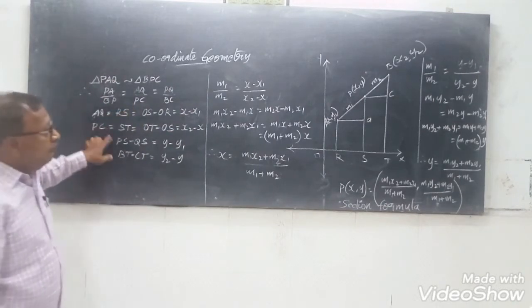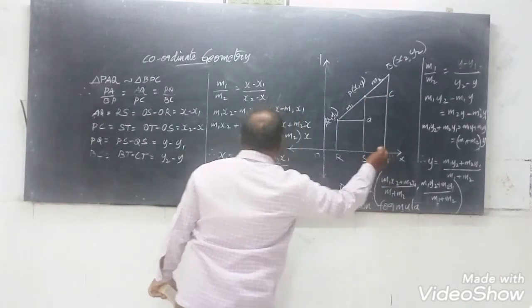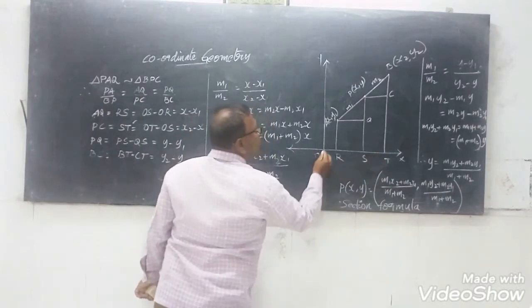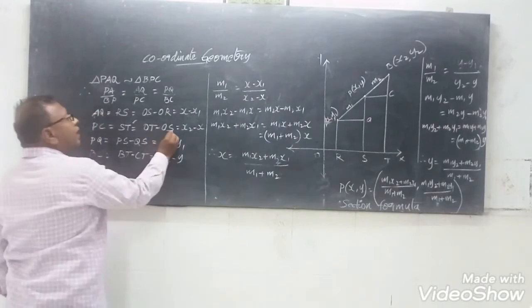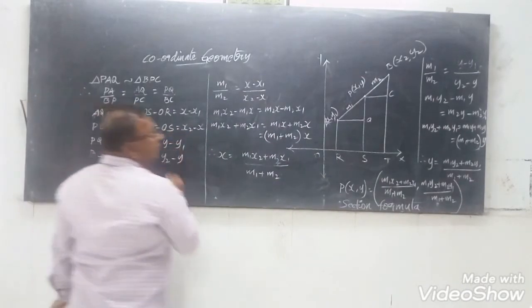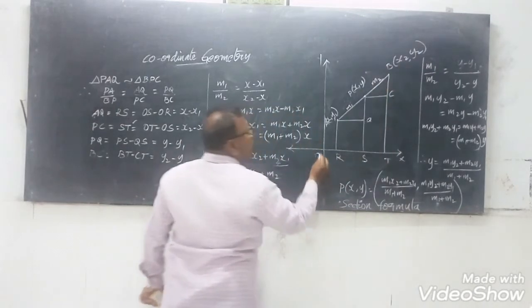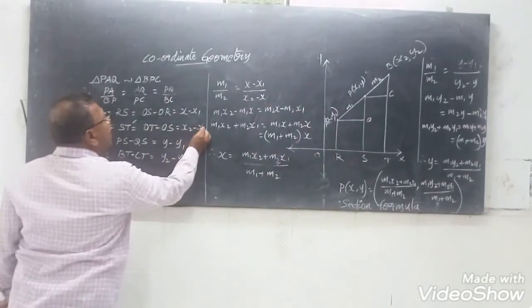Then again PC. What is PC? PC, this part, is equal to ST. Now again, what is ST equal to? OT minus OS. OT here is equal to x2, OS is equal to x. So it is x2 minus x.